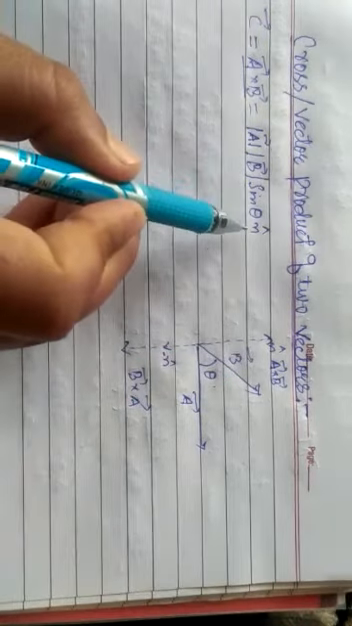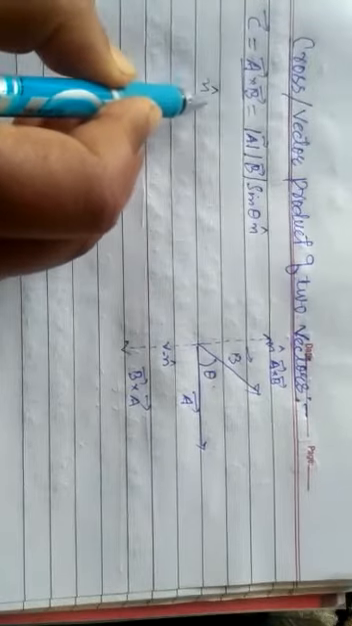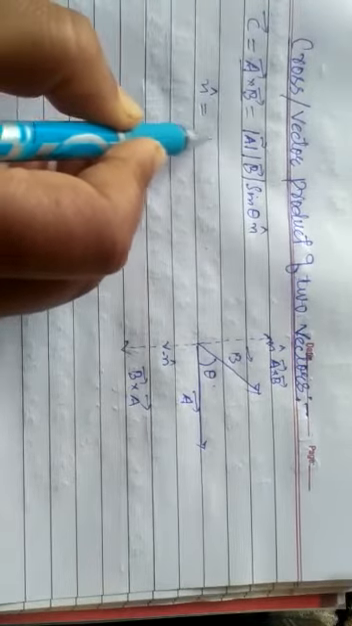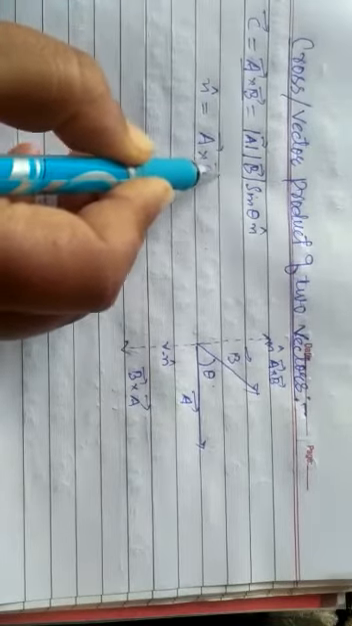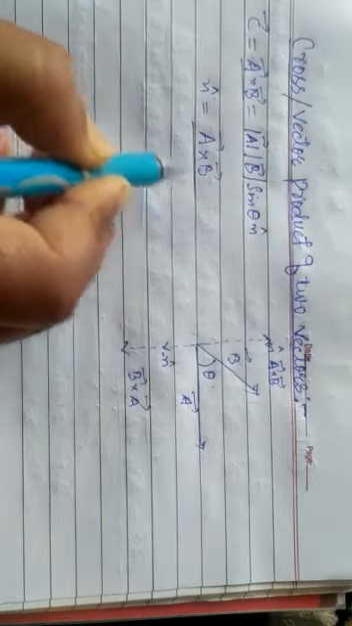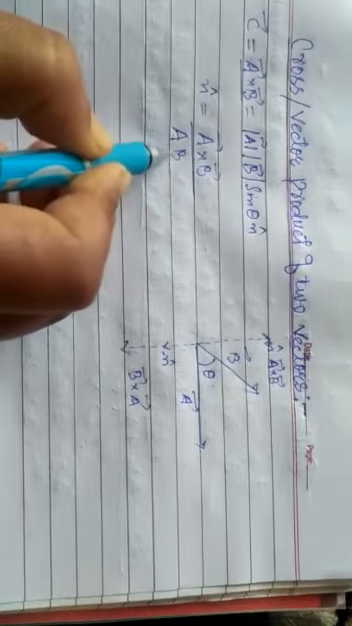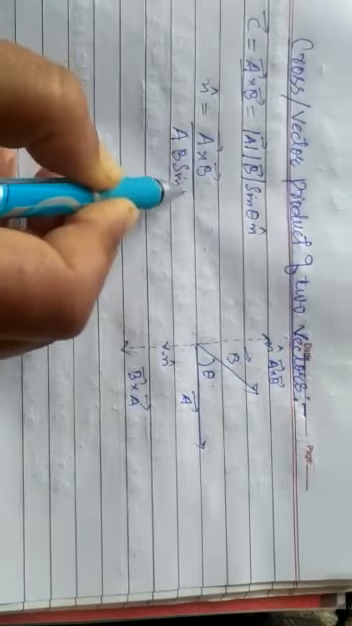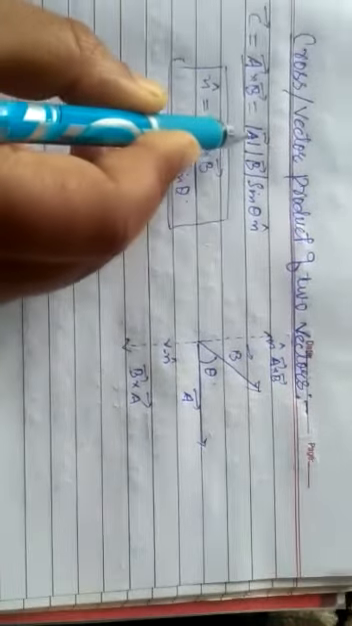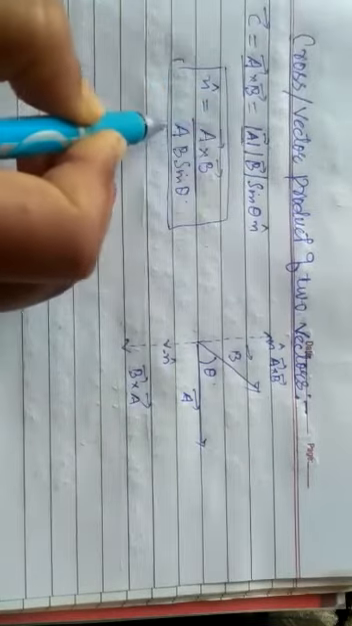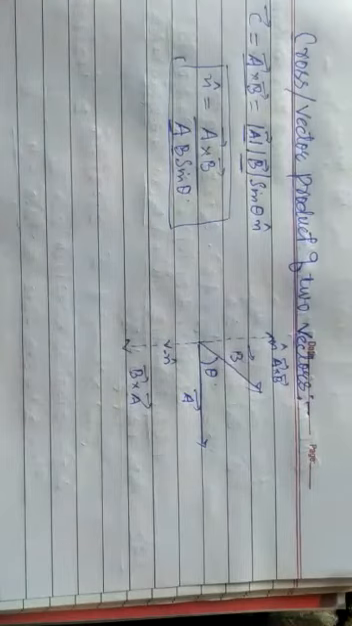Or if you have to find the unit vector n, it can be found out. The unit vector n equals vector A cross vector B divided by magnitude of A and magnitude of B sine theta. This is how we are going to find the unit vector. Magnitude of A either like this or this, magnitude of B either like this or this. You can put it anywhere.